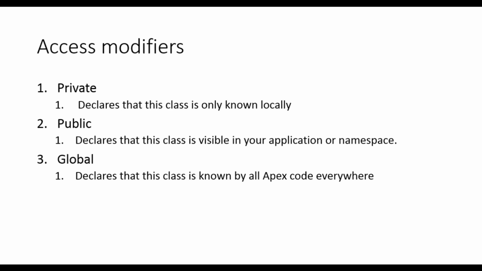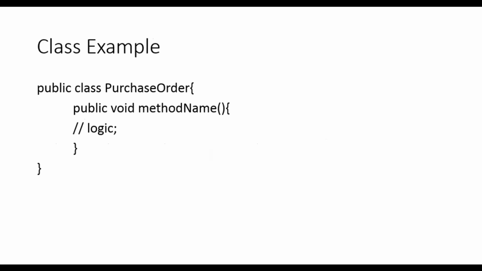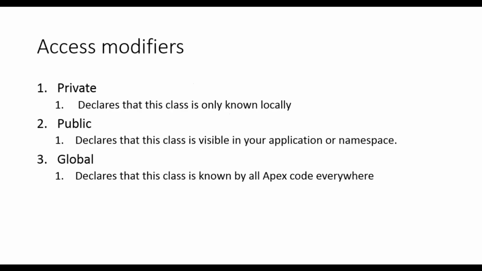But when you define a class as public, this is visible in your entire application or a namespace. So when you define a class as public, this class can be called from other classes as well within the Salesforce org. But when you define the class as global, for example when you are doing third-party integrations, we have to define the class as global so that this class can be accessed by other organizations as well, other Salesforce orgs.